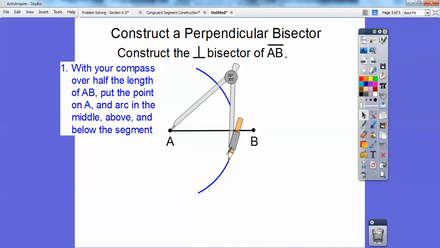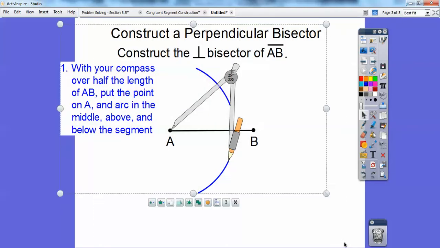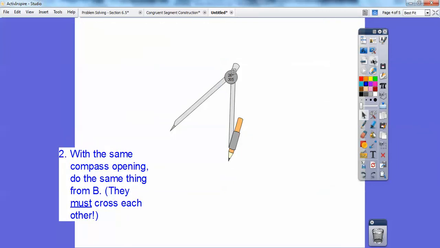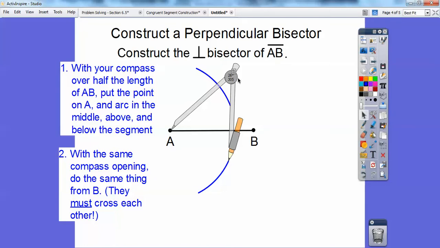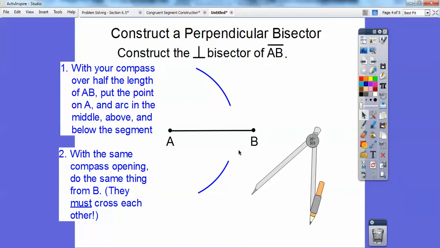Okay, and then we're going to flip it around and put that over on B, and we're going to do the same thing over on B, with the same compass opening. It has to be the same compass opening. All right, let me move this out of the way so you can see what I did. Now you could have connected it if you wanted to. You could have made a half circle over here, but you don't need to.